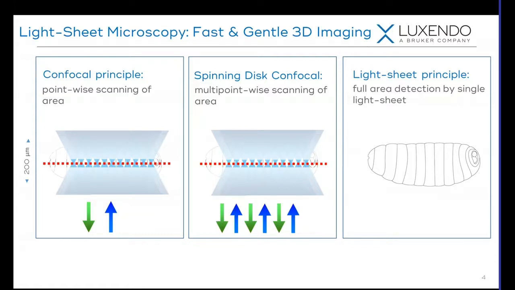Conversely, in lightsheet, when we want to excite the focal plane in red, we'll bring in our excitation light orthogonally to how we detect, selectively illuminate that focal plane of interest, and then capture that optical section in one shot using a camera. This gives us two major advantages compared to the confocal techniques.